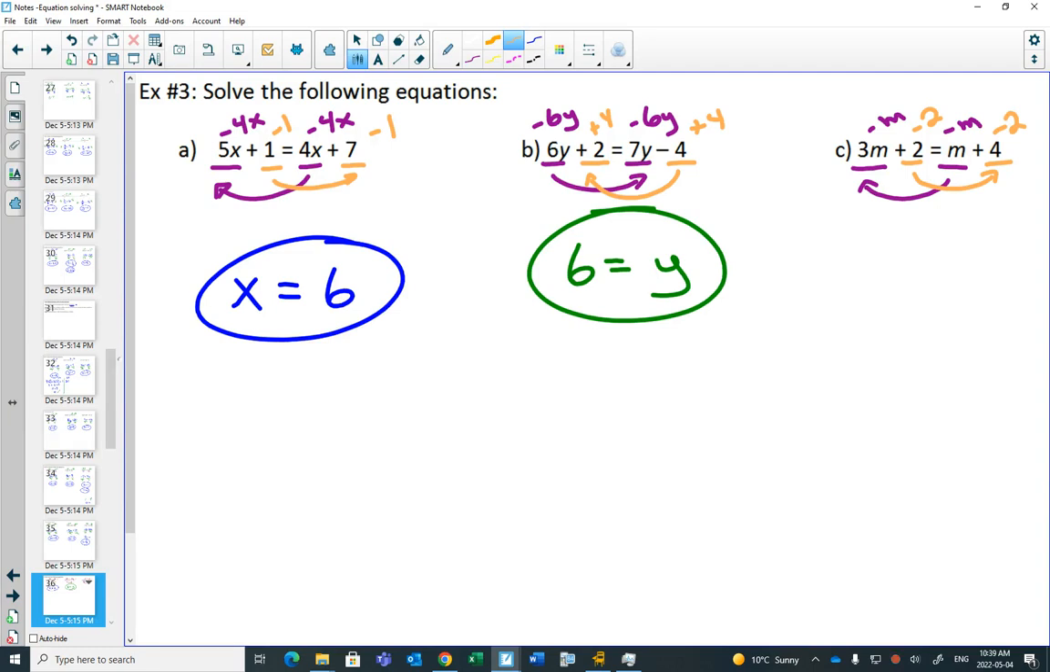Now, when you're doing your work, early on, you might like to show those arrows to remind yourself which direction you're going. As you get better at this, you probably wouldn't have to show as many things like that.